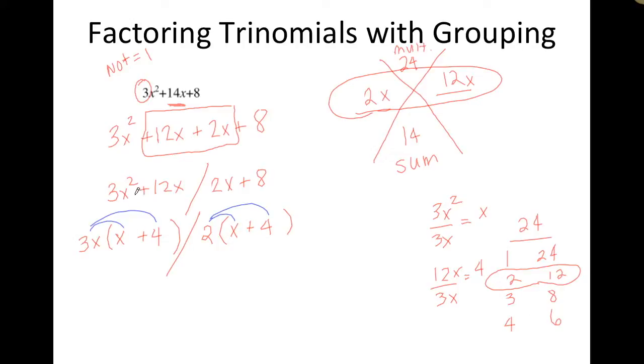3x times x is 3x squared. 3x times 4 is 12x. 2 times x is 2x. 2 times 4 is 8.